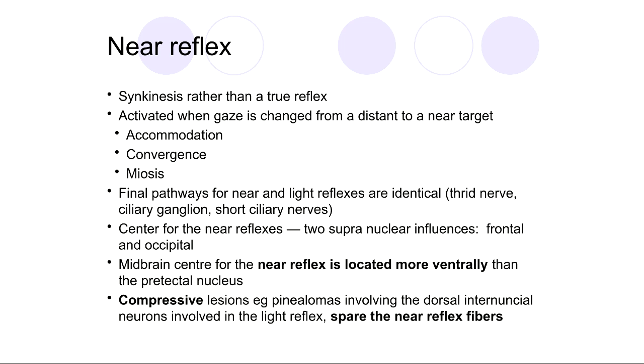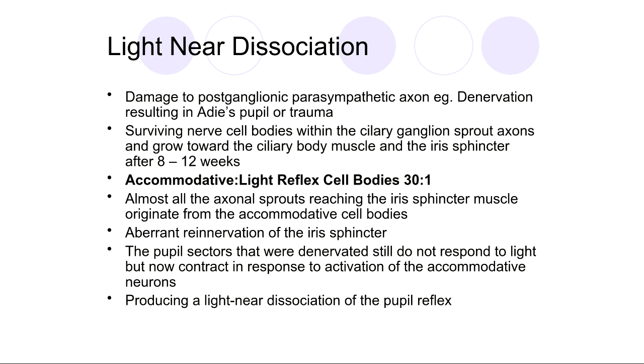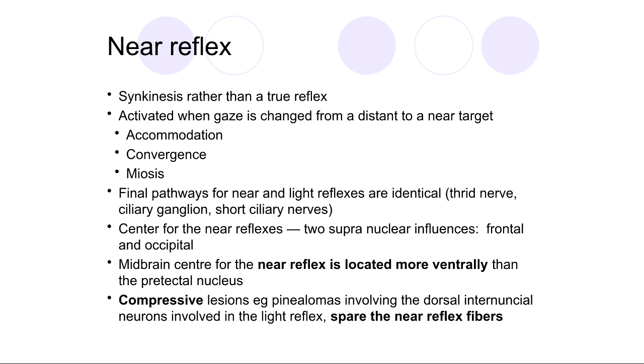All right? Sorry to interrupt you. Could you repeat that last statement for me, please? Yes. All right. So what we're saying is in the midbrain, the center for the near reflex is located more ventrally. And thus compressive lesions involving the dorsal neurons are going to spare the near reflex fibers. We're going to talk about this a little more. You're going to see a little more. All right.